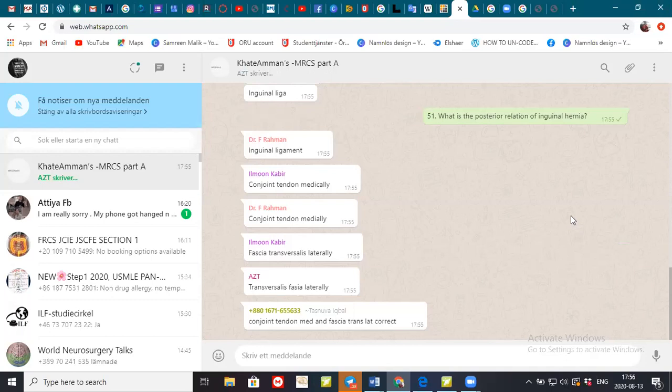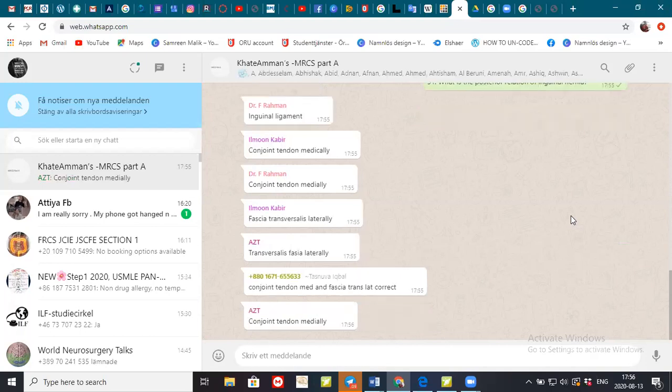Okay. And which is seen in which case? Inguinal hernia in congenital cases, which one is seen? Indirect hernia. And in case of the elderly, it's direct, more commonly. Yes.